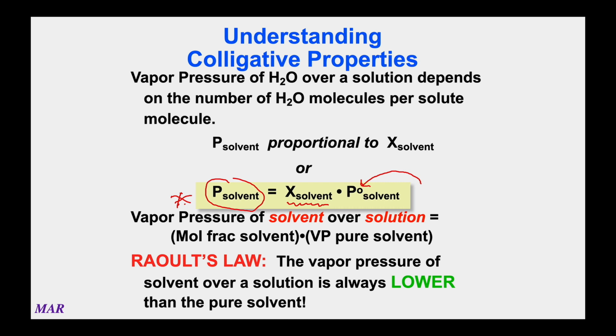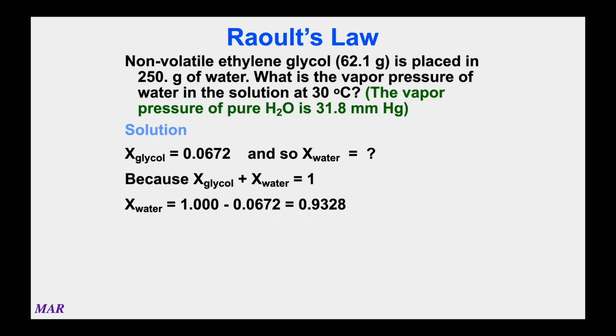Raoult's law is sometimes referred to as vapor pressure depression, which means the vapor pressure is lowered. The vapor pressure is lowered in a solution relative to the pure solvent. And you can calculate how much lower it is if you know the vapor pressure of the pure solvent and the mole fraction of the solvent in the solution. Let's do an example of how this works out.